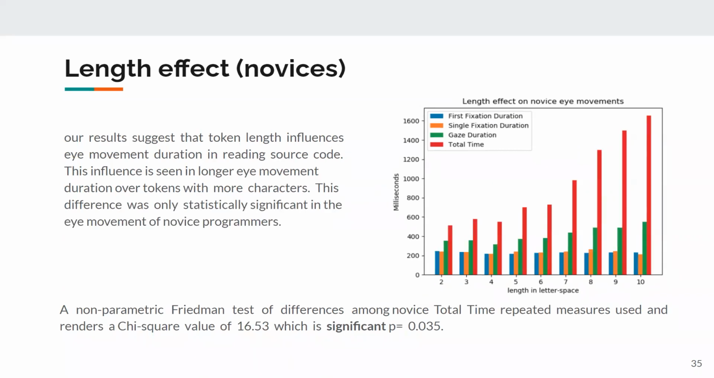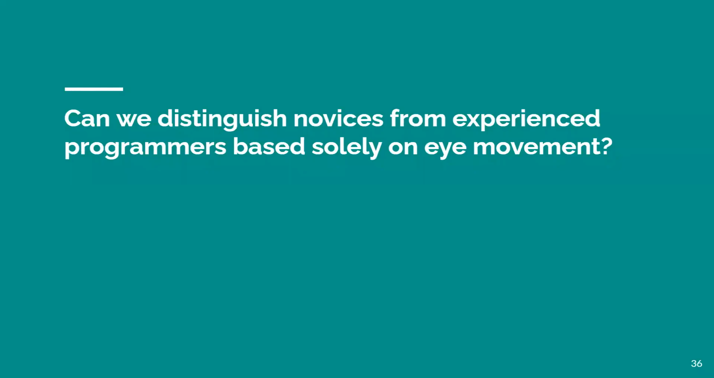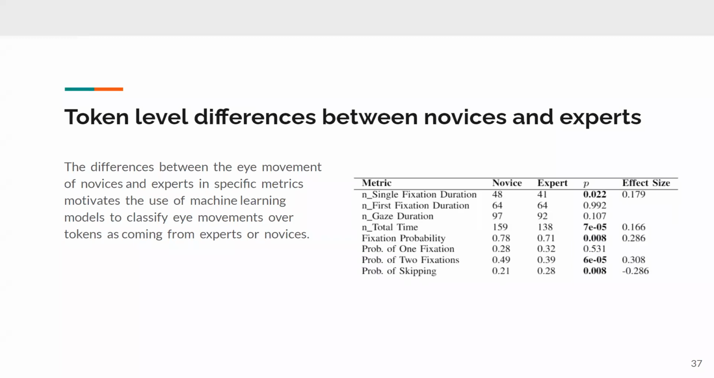The same pattern was statistically significant in the eye movement of novices, suggesting that token length influences eye movement during reading source code. Moving to the distinction between novices and experts based on their eye movement, we found statistically significant differences between the eye movement of novices and experts. These differences suggest that experts make shorter fixations on average, experts are more likely to skip tokens, and experts are less likely to refixate on the same token.